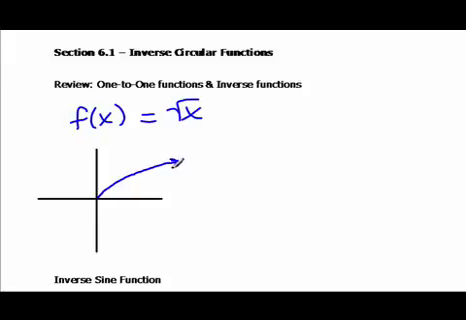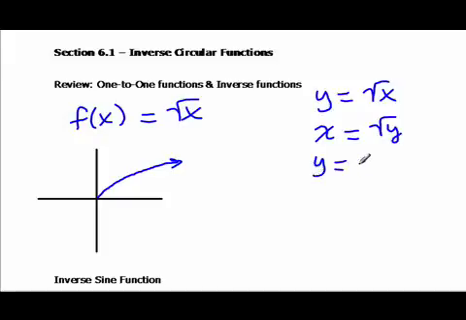It's a function because it passes the vertical line test, but now we can say it's a one-to-one function because it passes the horizontal line test. And what's important about a one-to-one function is that one-to-one functions have inverses. How do you find the inverse? Well, we take y equals square root of x. And remember, how do you find the inverse function? You switch x and y, and you solve for y. Squaring both sides, we get y equals x squared.